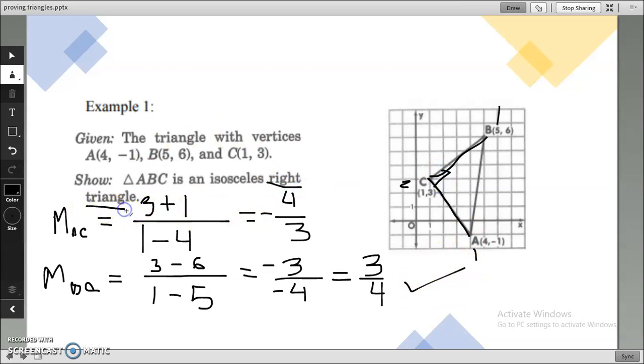We know that. Now we have to show that it's isosceles. Isosceles means two sides have equal lengths. From my knowledge of right triangles, the side directly across from the right angle has to be the longest side, so it's not going to be one of the equal sides. So again, I'm going to look at these two sides, and I'll use the distance formula to see if they are in fact equal.